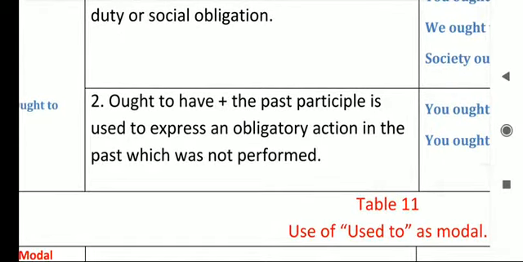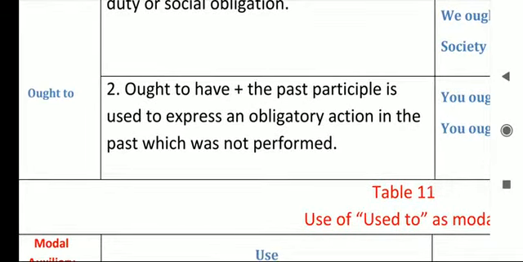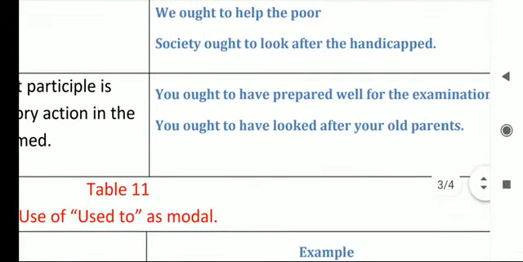Now ought to have plus past participle, right? When we use ought to have plus past participle, it is used to express an obligatory action in the past which was not performed. That means it was an obligatory action which was supposed to be performed but which has not been performed, right? So there we use ought to have plus past participle, as in the following examples.